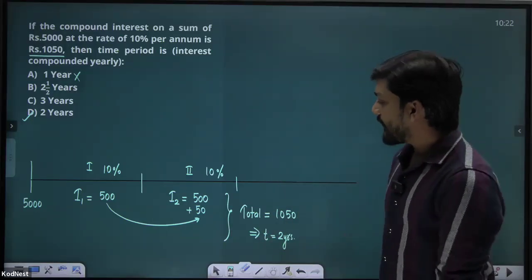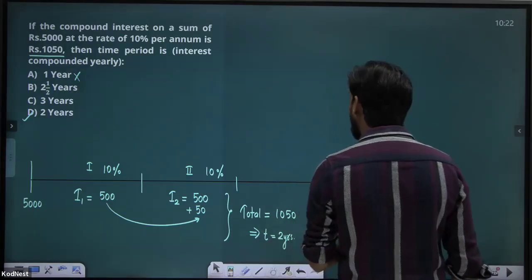Now the same way, my dear, we have to calculate for semi-annually also.